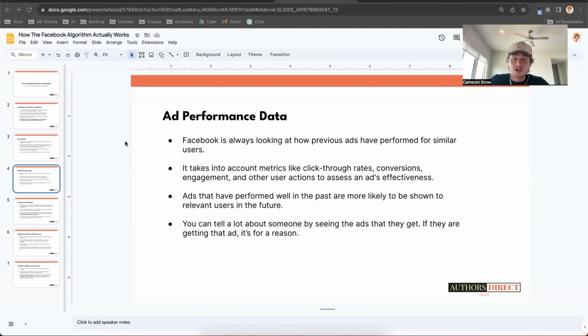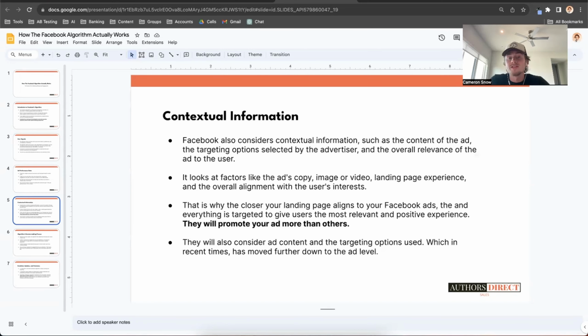And you can honestly tell a lot about someone by seeing the ads that they get. If someone's getting an ad, they're getting that ad for a reason. It's essentially the most relevant at that time. Obviously, there are going to be some one-off cases where it's not, but Facebook is always going to try its best to give you the most relevant ads. And as well with contextual information.